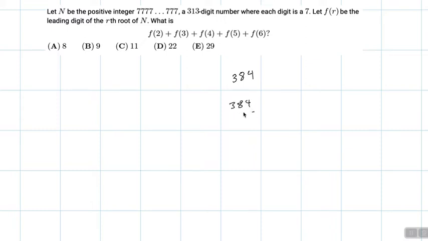An important thing to note for this problem is, for example, if we have the number 384, and you divide 384 by 10, you get 38.4. And if you divide 38.4 by 10, you get 3.84. In each of these cases, 3 is the leading digit. So whenever you divide by 10, the leading digit doesn't change.